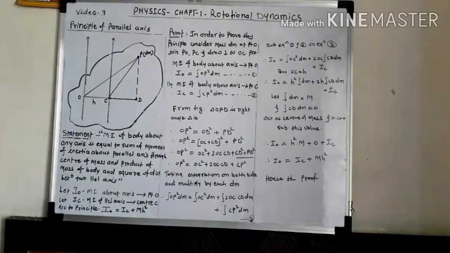We have found the moment of inertia of the body about an axis passing through the point O, and also the moment of inertia of the body about an axis passing through the point C, that is IC. These are equations number 1 and 2. We can substitute these in the next equation.